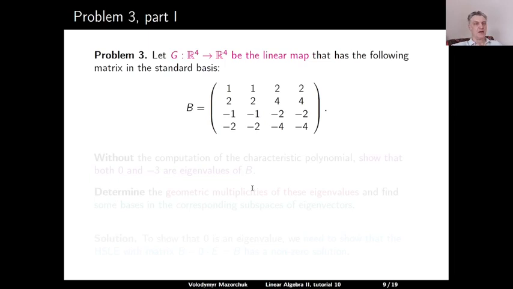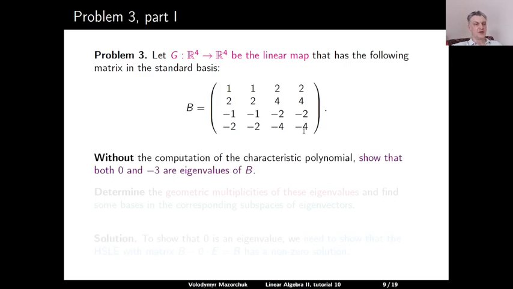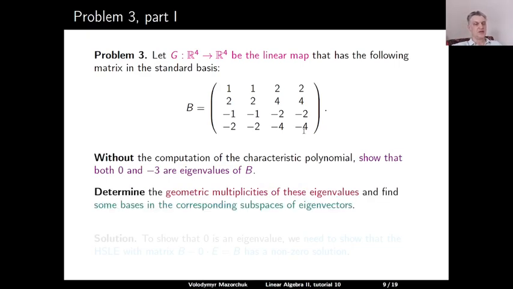Problem 3. Let G be the linear map from R4 to R4, which has the following matrix B in the standard basis. The matrix B is the matrix 1, 1, 2, 2, 2, 2, 4, 4, minus 1, minus 1, minus 2, minus 2, minus 2, minus 2, minus 4, minus 4. Without the computation of the characteristic polynomial, show that both 0 and minus 3 are eigenvalues for this matrix. Determine the geometric multiplicities of these eigenvalues and find some bases in the corresponding subspaces of eigenvectors.